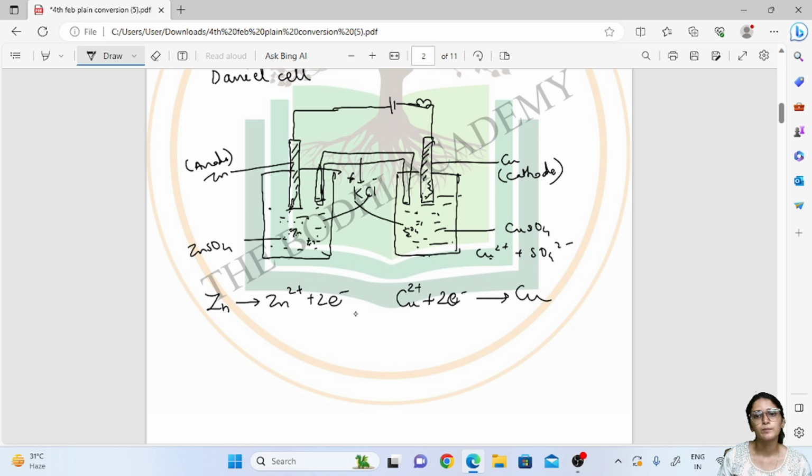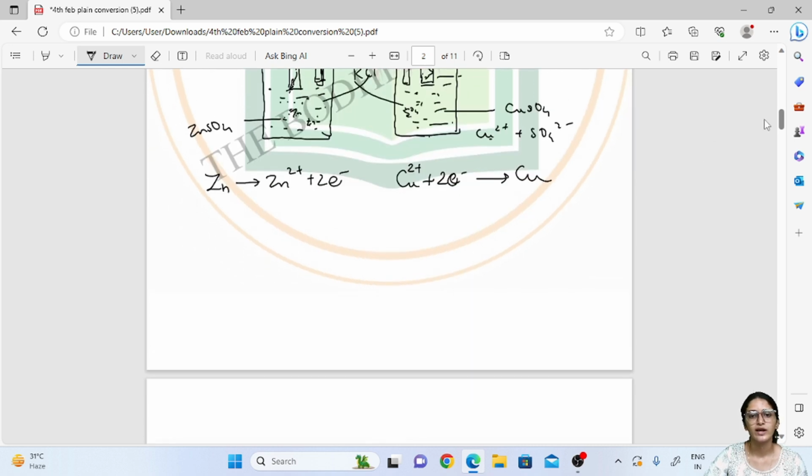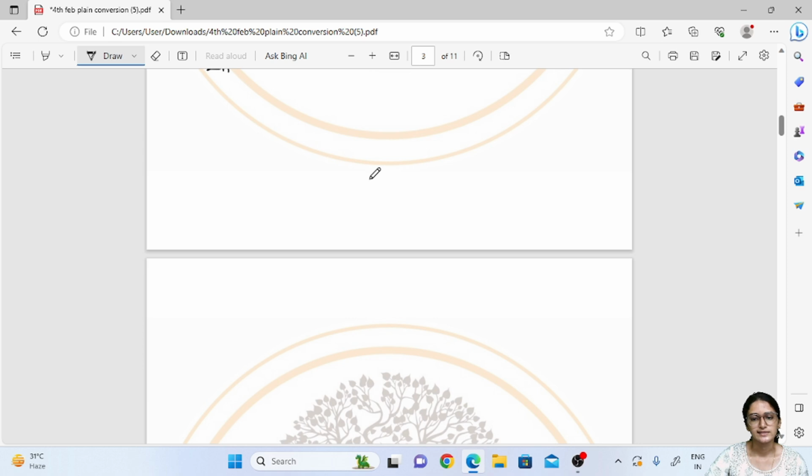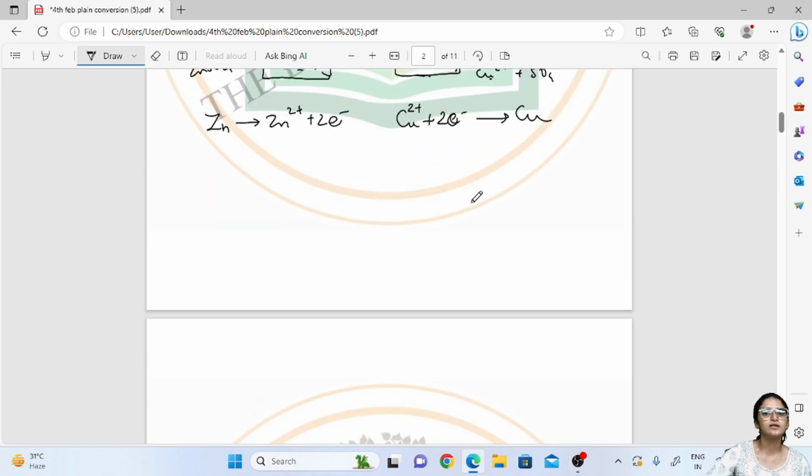Okay, so this completes the cell circuit. That's why the reaction continues and the bulb starts glowing. So here what you have to remember is how the Daniell cell works and what the two half reactions on each electrode are. This is the most important thing in the Daniell cell. Then we have a very important equation from this chapter, that is the Nernst equation.